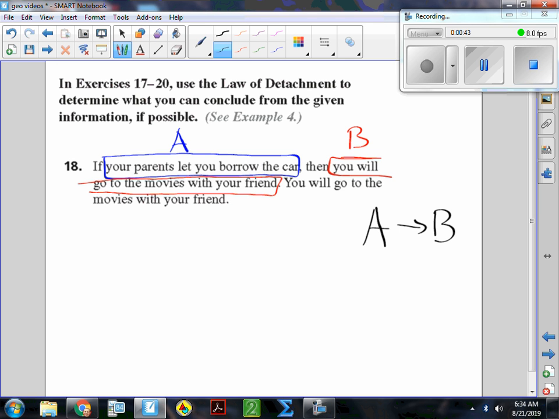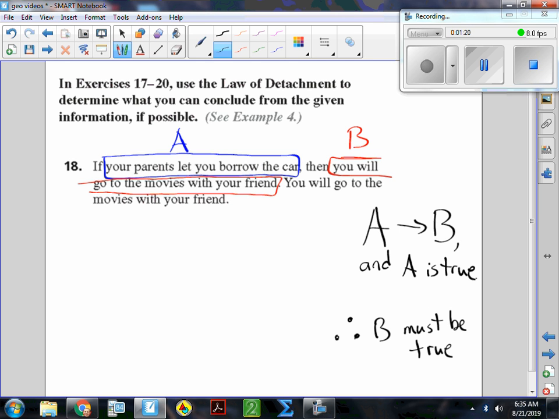The law of detachment then says if we have a true statement and we know that A is true, so they have to tell me the hypothesis is true, or they have to give me that fact that the hypothesis is true. Then I know as my conclusion that B must be true. So I have an if a hypothesis, then a conclusion, and I have to know the hypothesis is true. My conclusion is then that the conclusion given is true.